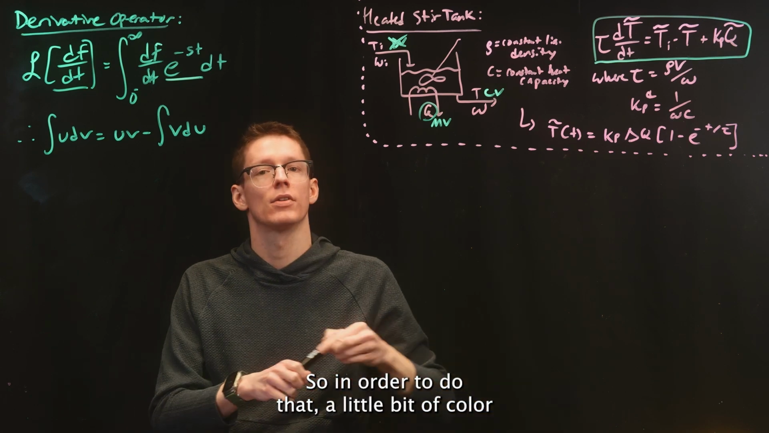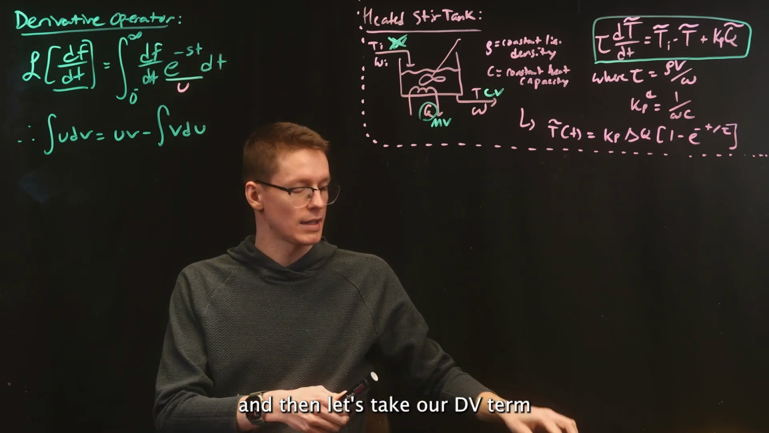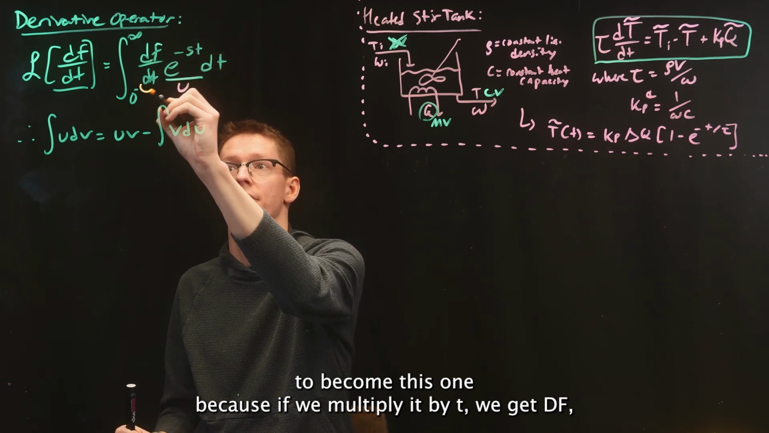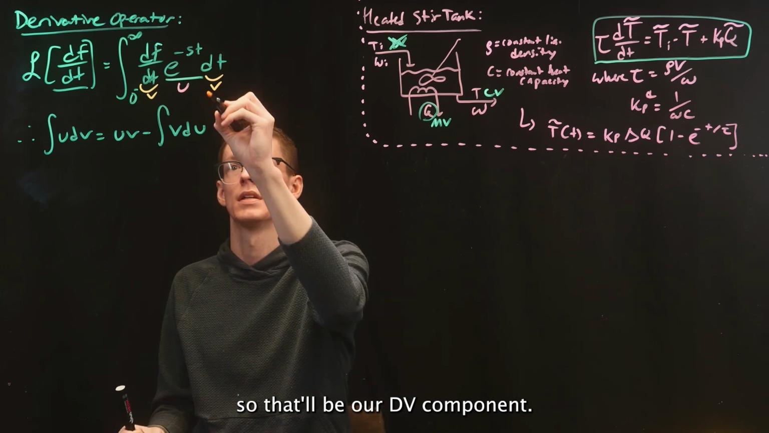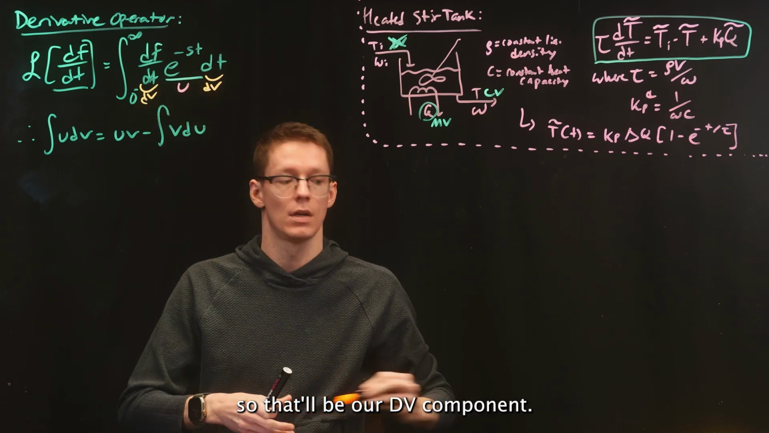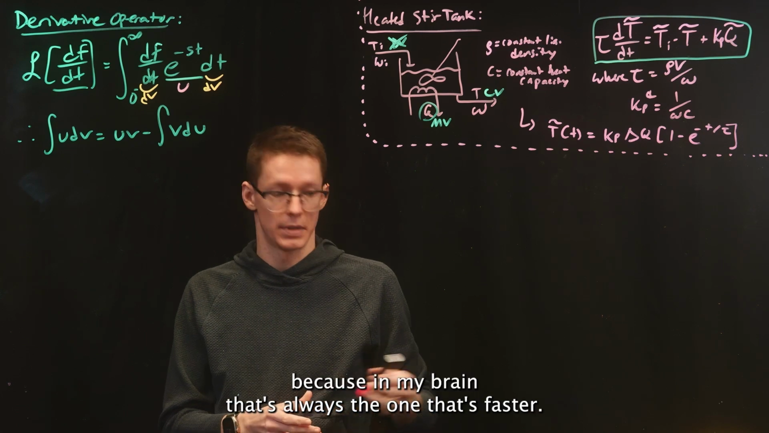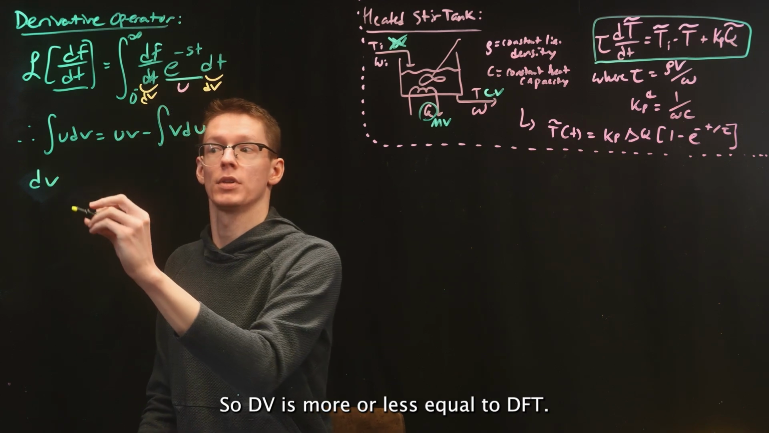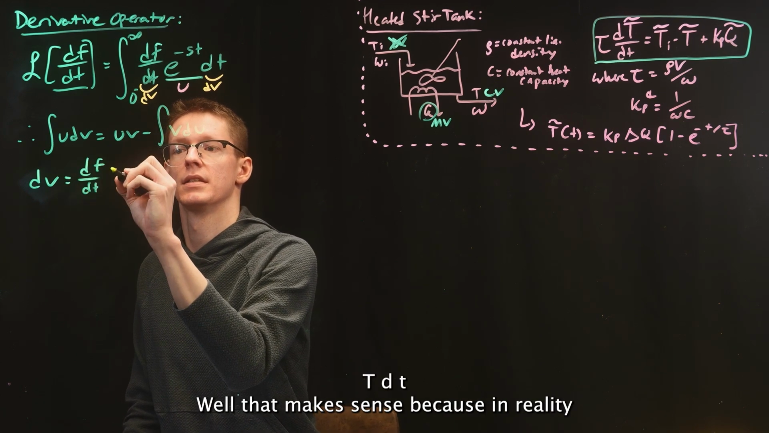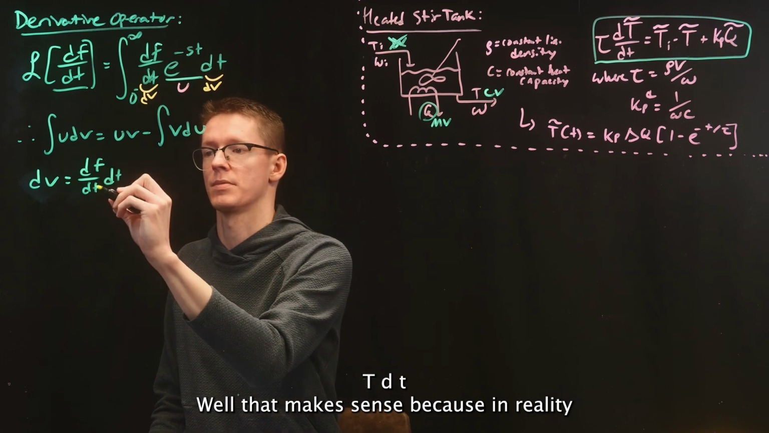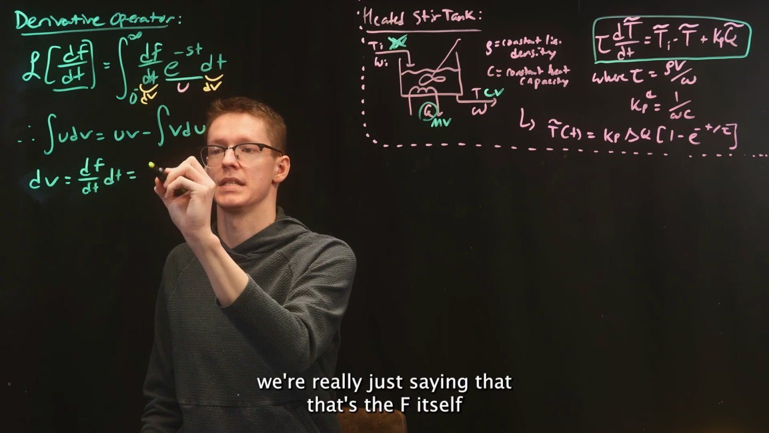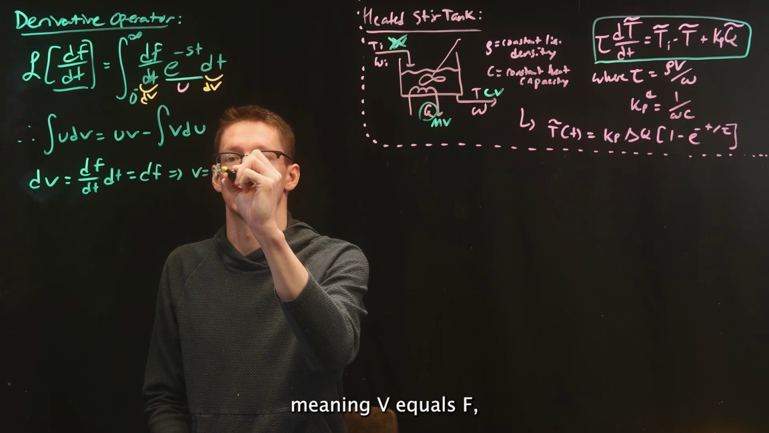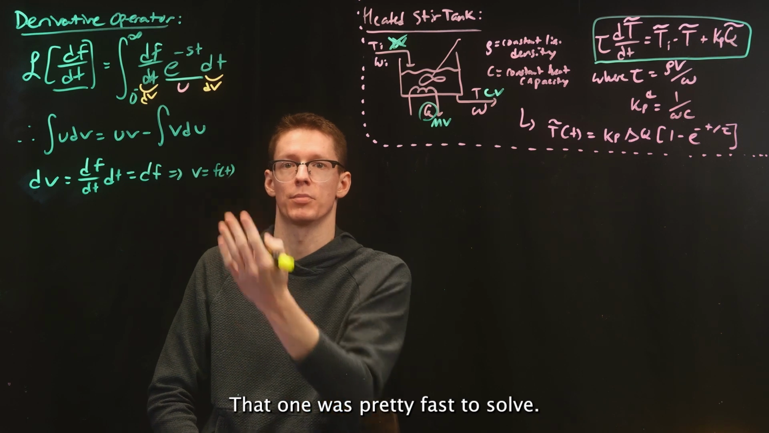In order to do that, I'll add a little bit of color. And then let's take our dv term to become this one, because if we multiply df/dt by dt, we get df. So that'll be our dv component. Let's first look at the dv component, because in my brain, that's always the faster one. So dv is equal to df/dt dt. Well, that makes sense, because in reality, that's df itself. And thus, dv is equal to df, meaning v equals f. That one was pretty fast to solve.